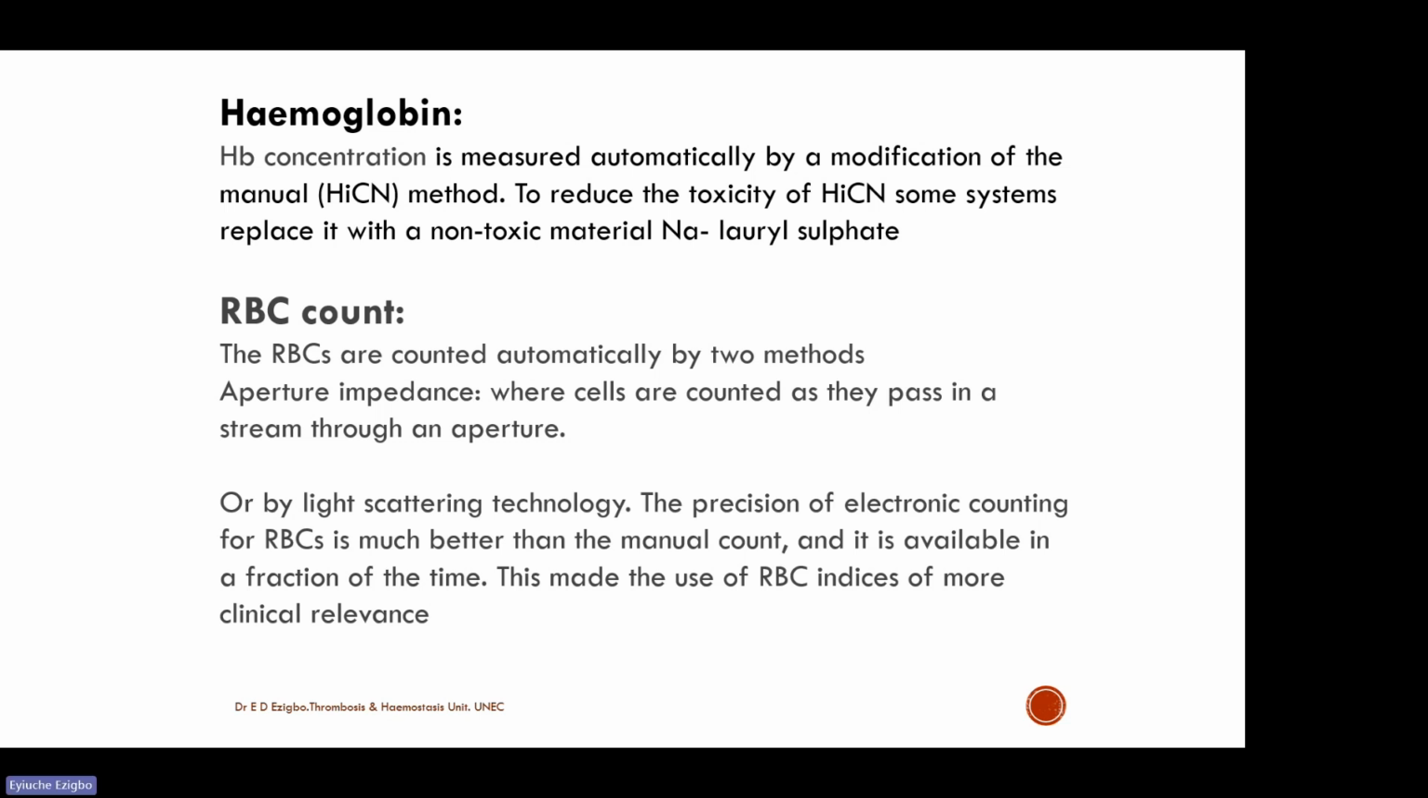Okay, the red blood cells are counted automatically by two methods: aperture impedance, where cells are counted as they pass in stream through an aperture, or by light scattering. The precision of electronic counting for red blood cells is much better than the manual count, and it is available in a fraction of the time. This made the use of the red blood cell indices of more clinical relevance.